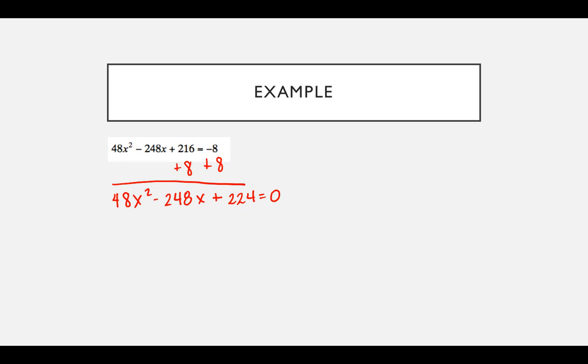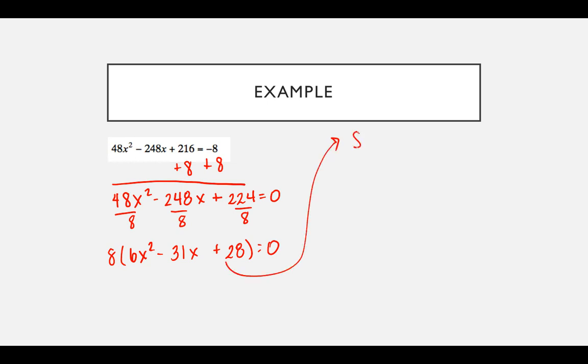It looks like I can divide an 8 out of all three terms. So if I take all of these and divide out an 8, I can pull that 8 out front, and then this is going to leave me with a 6x squared. 248 divided by 8 will be a 31x, and then 224 divided by 8 will be a 28. This is now what I want to try and break down into two sets of parentheses. So I'm going to take this and just recopy it over here.